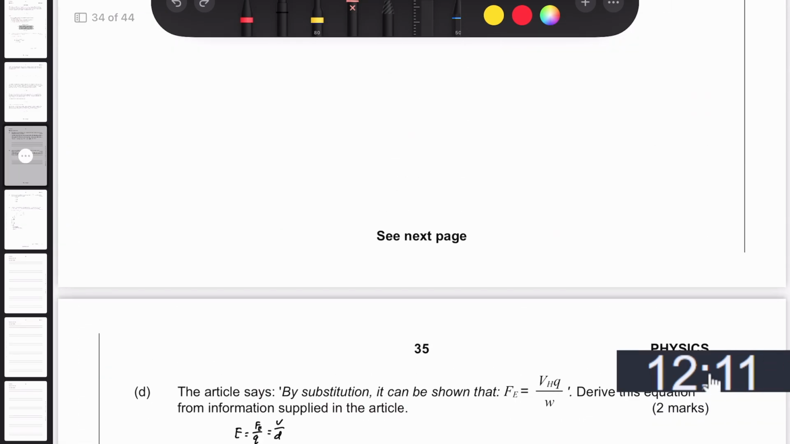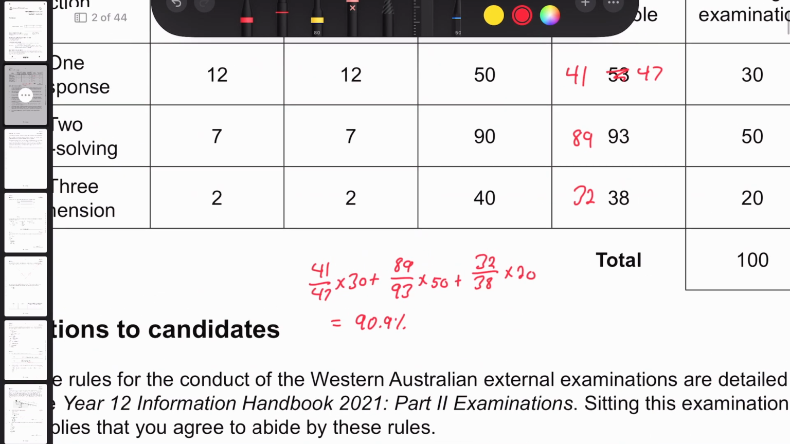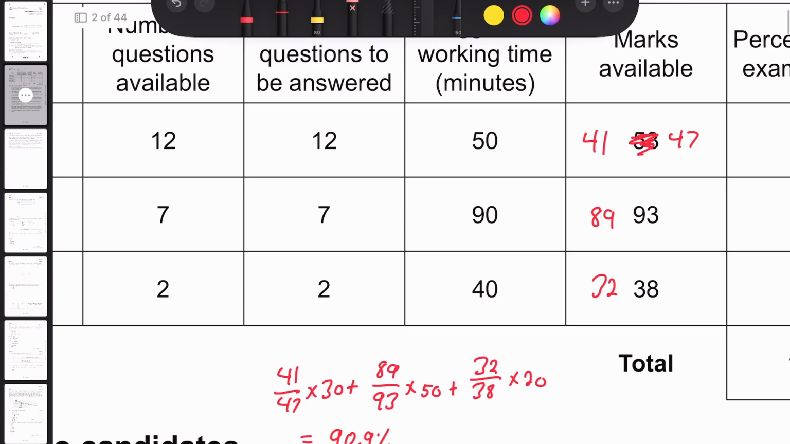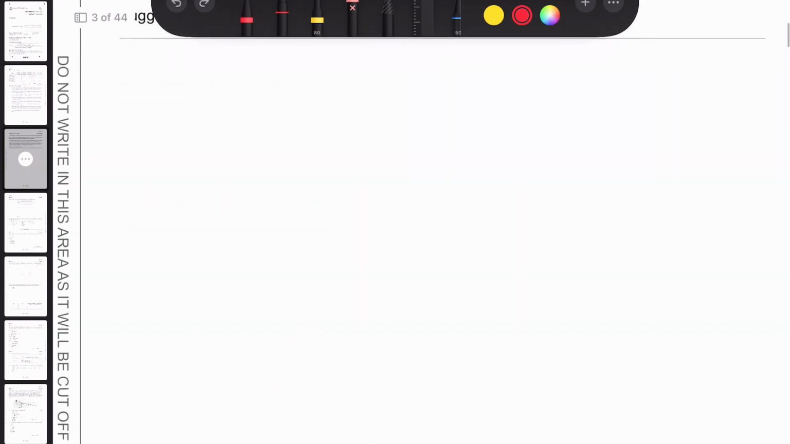I'll start marking. Okay, welcome back, guys. Just finished marking. We got 90.9%. I've had to change the total marks for section 1 because there were some questions we couldn't do, because the diagrams on the websites didn't match what you possibly could do with them for the marking key. So I took those marks out. But yeah, we lost 6 marks in section 1. We only lost 4 in section 2, which is pretty good. And we lost 6 in comprehension.